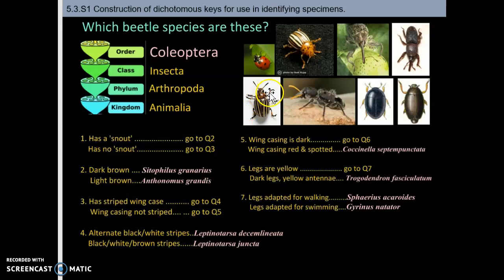So we'd have a look. Does it have a snout? You'd look at the picture. Yes or no. Go to question 2. And then through the whole thing, you'd be able to divide them up even further.